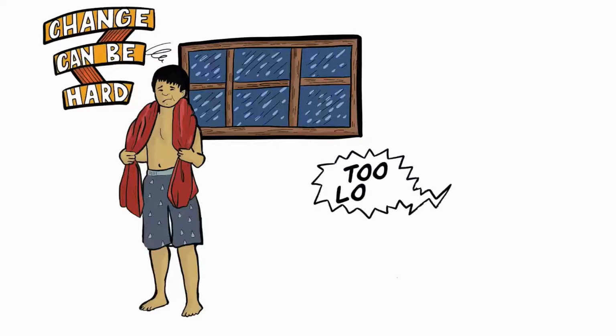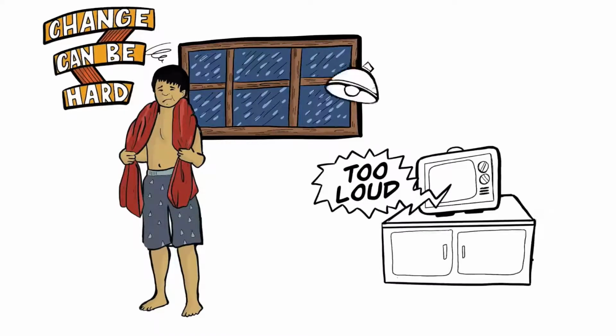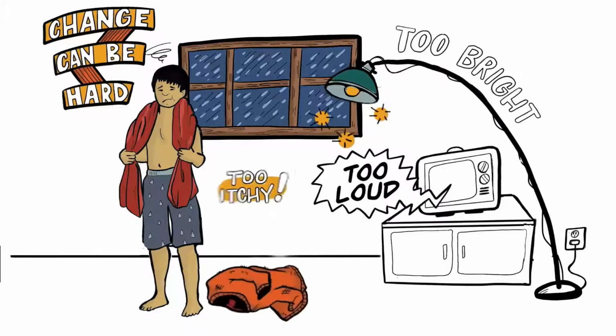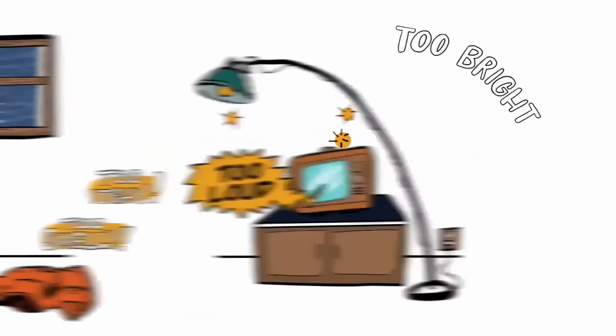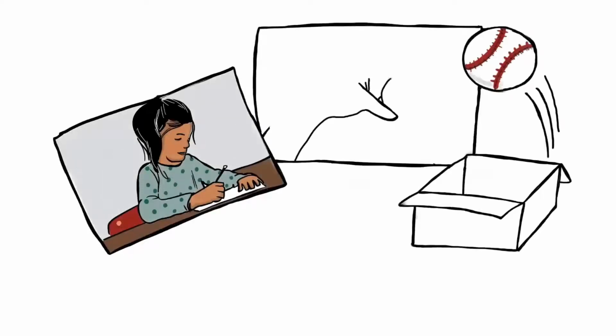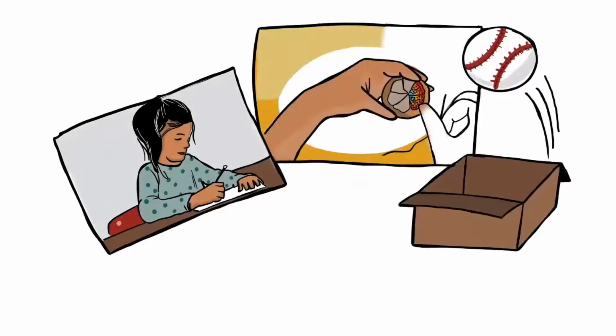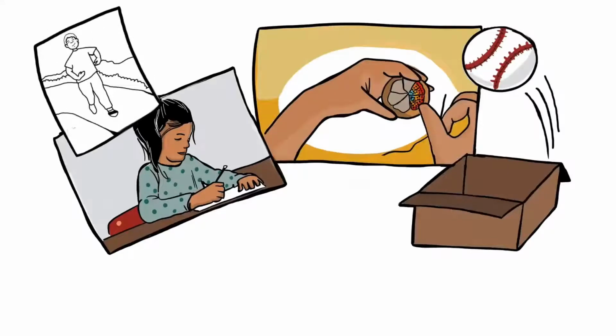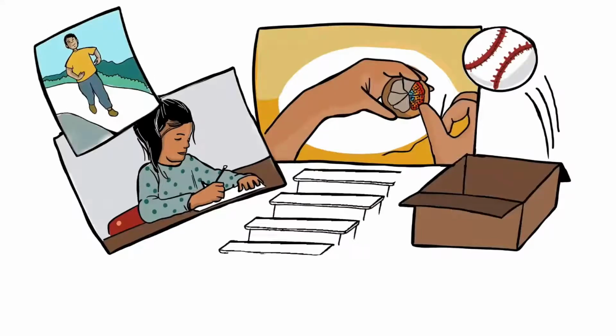Many children also have trouble with sensory differences. Sounds might be too loud, or lights too bright, or sweaters too itchy, or soaps might smell too strong. They can also have challenges with fine motor skills like using their fingers to hold a pencil to write, or putting toys in a box, as well as gross motor skills, using their bodies to run or to throw a ball or climb stairs.